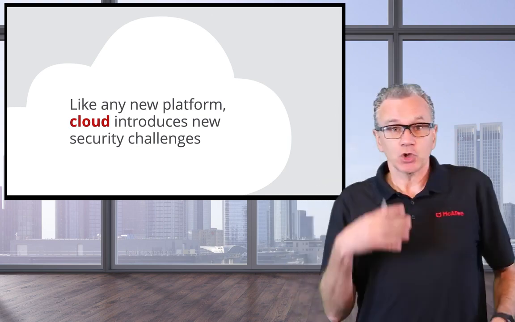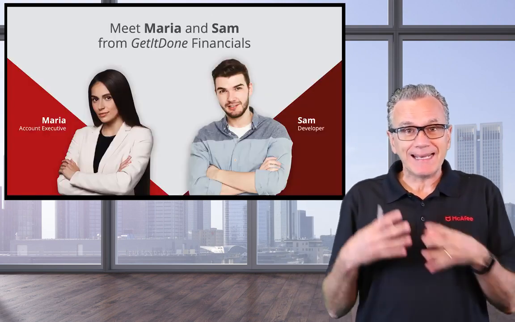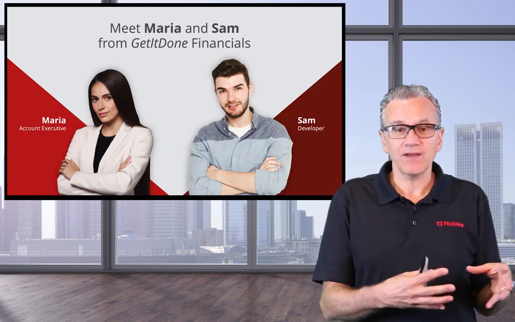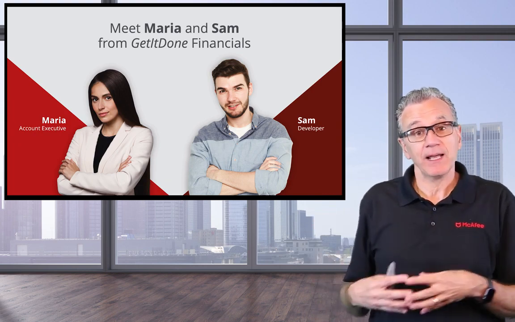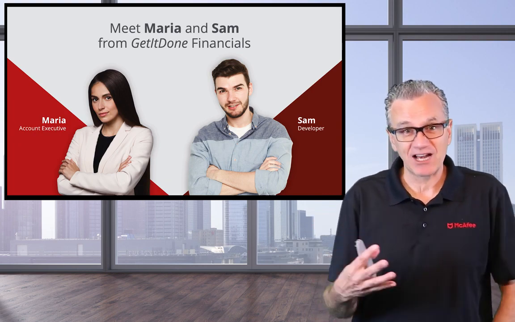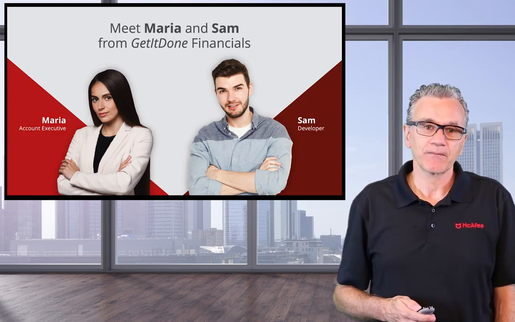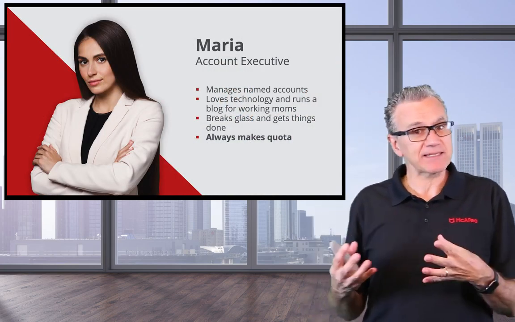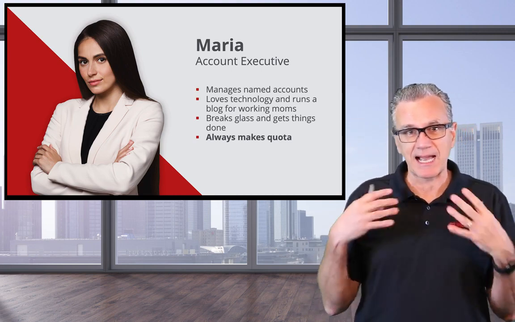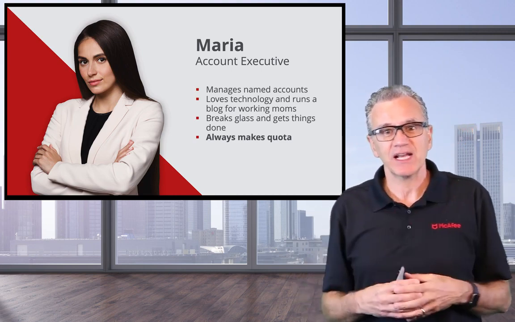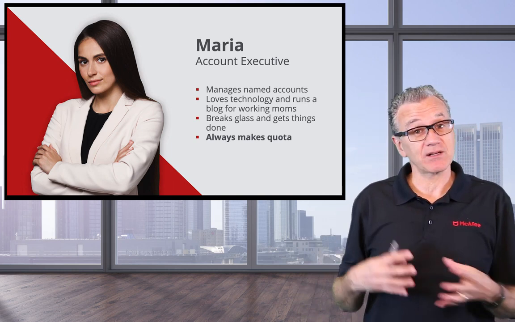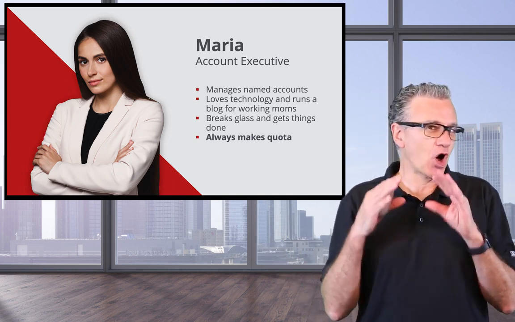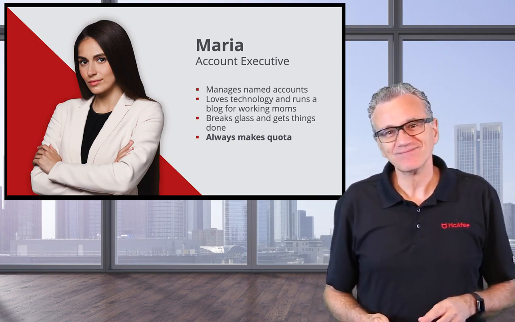So to better understand that, let's spend a day in the life of Maria, who is an account executive, and Sam, who is the developer in the Get It Done Financial, which is a financial service company. So first, let's learn about Maria. Maria is an account executive. She manages named accounts, so she is a high-powered woman, very driven. She's very technology savvy. In her private life, she runs a blog for working mothers, and she always makes quota.